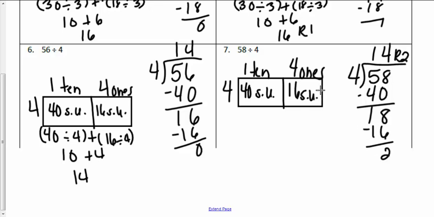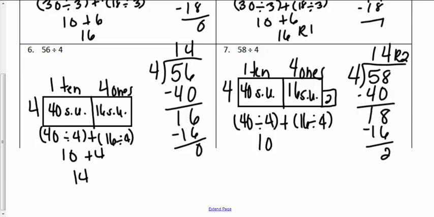I keep forgetting to go back and put my remainder on my area model. All right, so that would be 2. I noticed I forgot to do that up there, didn't I? All right, so now I've got 40 divided by 4 plus 16 divided by 4. That would give me 10 plus 4, which is 14, and I had a remainder of 2.